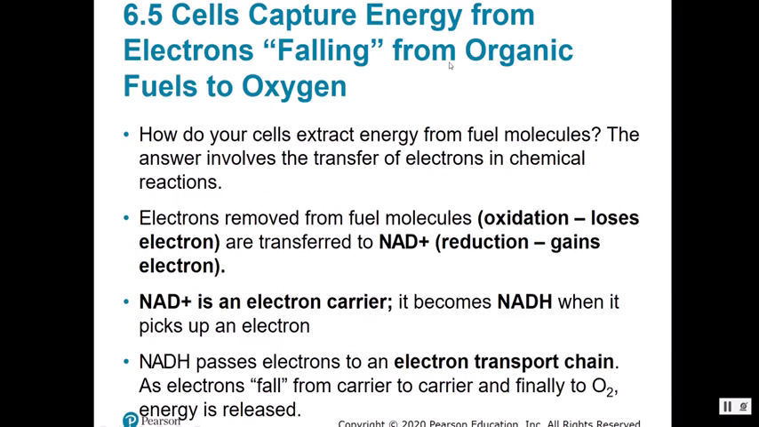All right, so moving on to objective number 4, which says, explain how redox reactions are used in cell respiration.